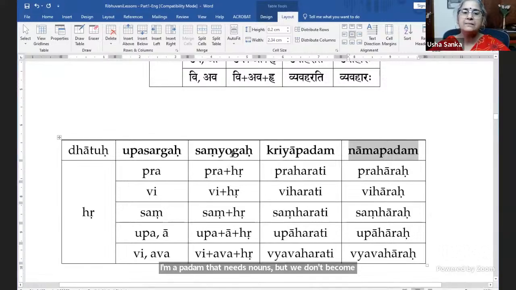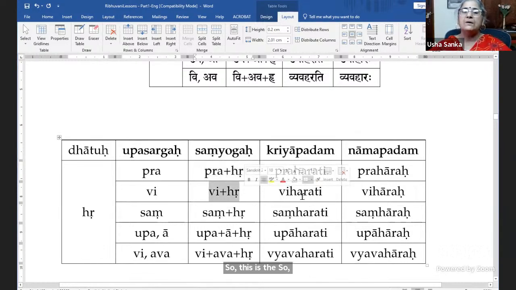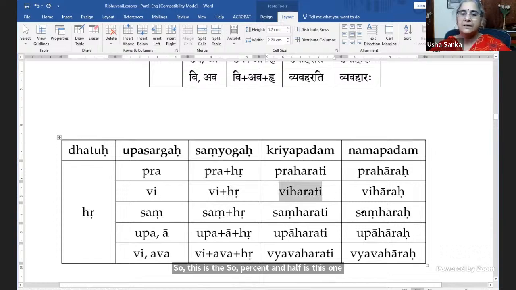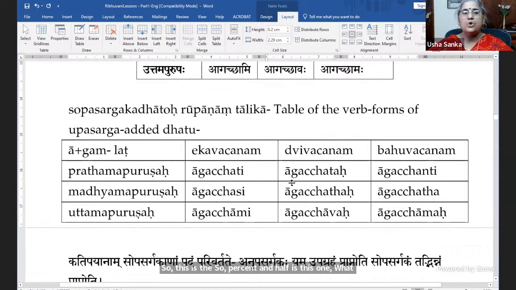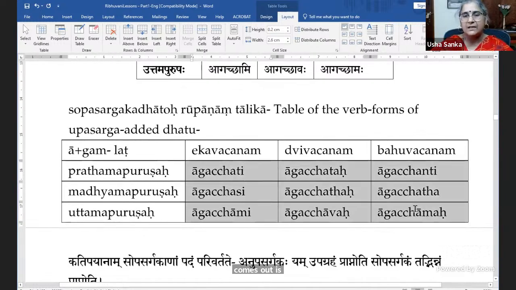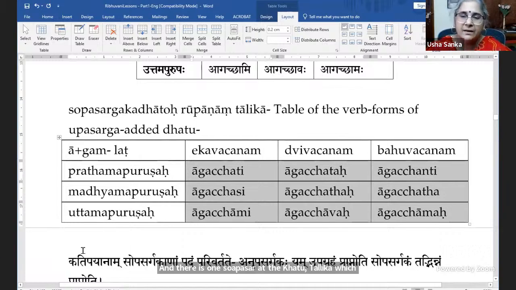The samyogaha means the combination, how they are combined. So this is the combined sopasarga dhatu, and what comes out is this one. And there is one sopasarga dhatu talika which I gave for you. This is how it forms. One of you please come and read these forms, please.